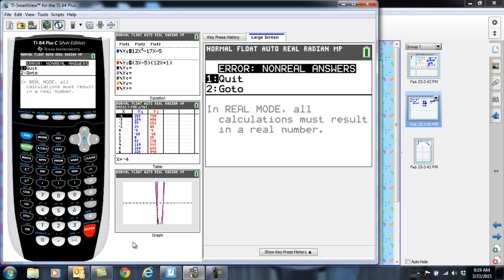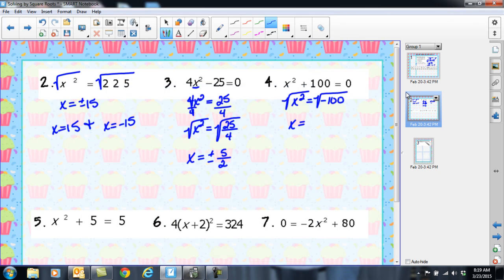There's no way to multiply a number times itself and get a negative. It just doesn't happen. If you multiply a positive and a positive, it makes a positive. If you multiply a negative and a negative, that's also a positive. You can't multiply a number times itself and get a negative. So you can't have a square root of a negative number. And so for this one, we can't do this. And so what you're going to have to say is that there is no solution to this problem.